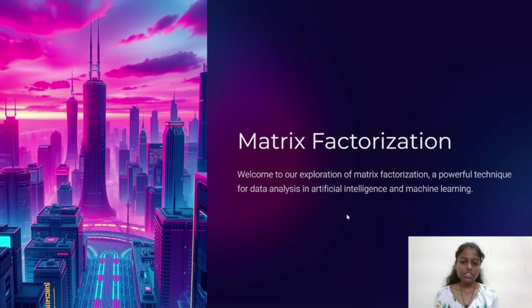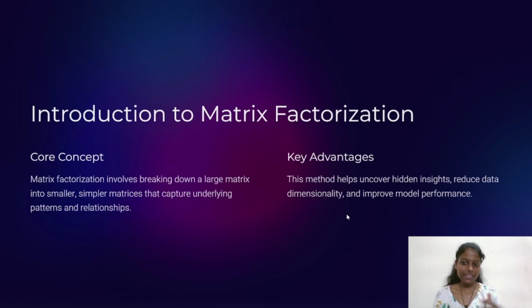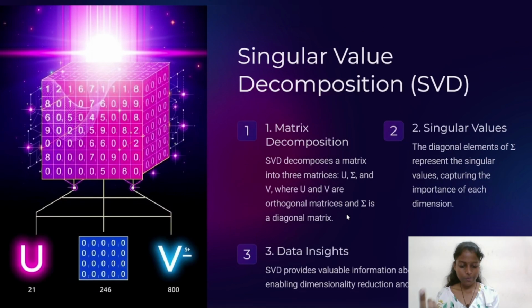I'm Dhanlakshmi. Here I'm going to discuss a topic related to advanced AI and ML, that is matrix factorization. So let's see what's there in this topic. Basically, it involves breaking down a large matrix into smaller, simpler matrices that capture underlying patterns and relationships. The advantage is that this method helps uncover hidden insights, reduce data dimensionality, and improve model performance.